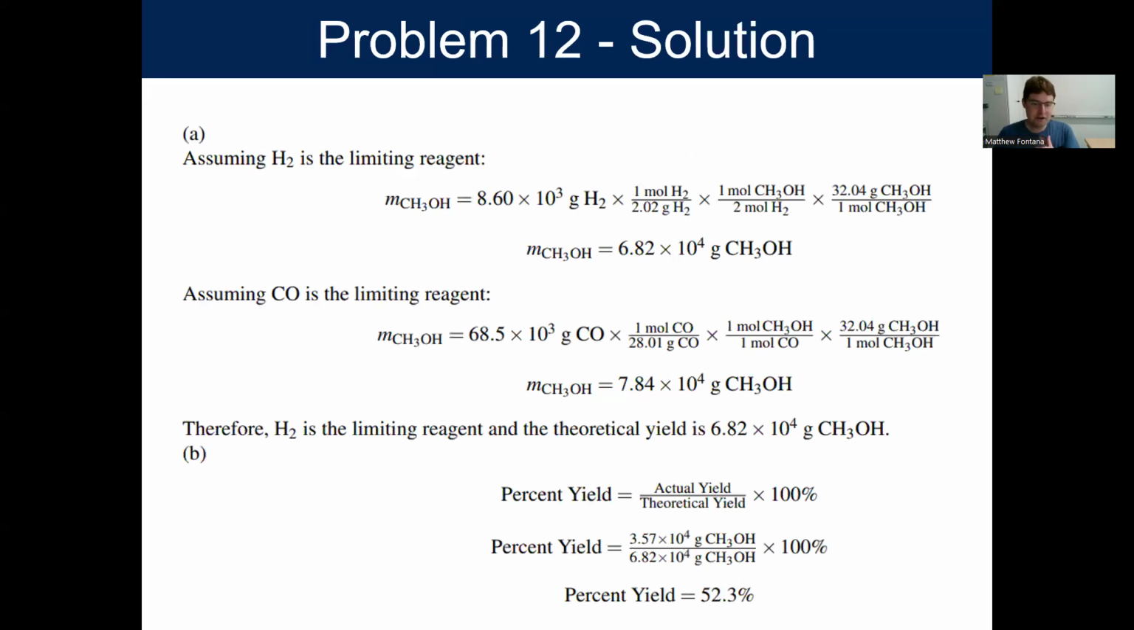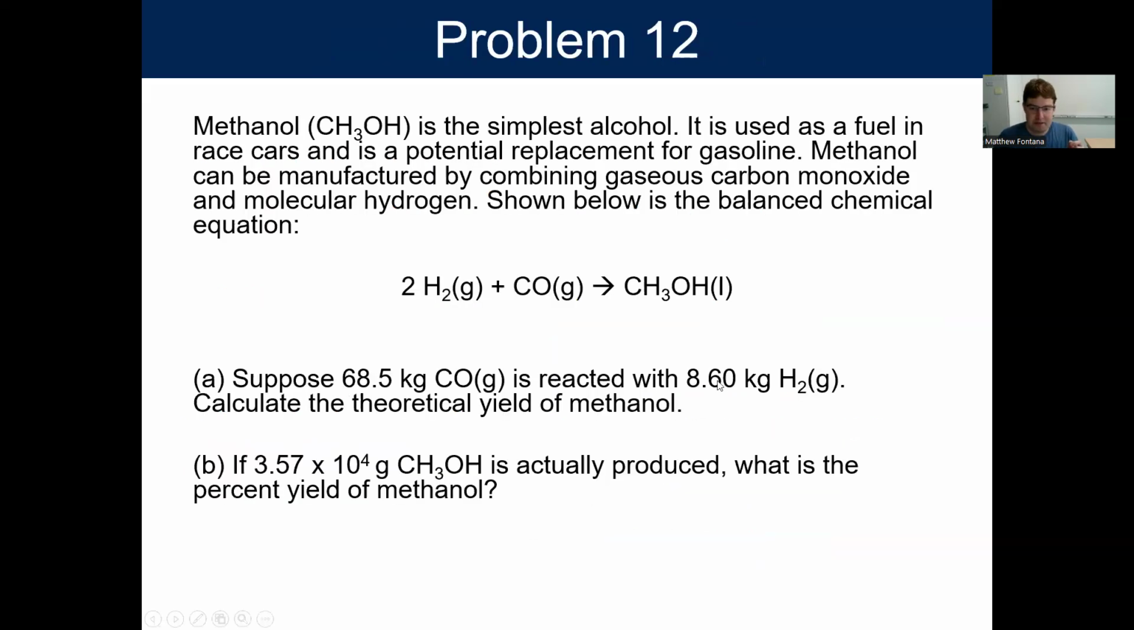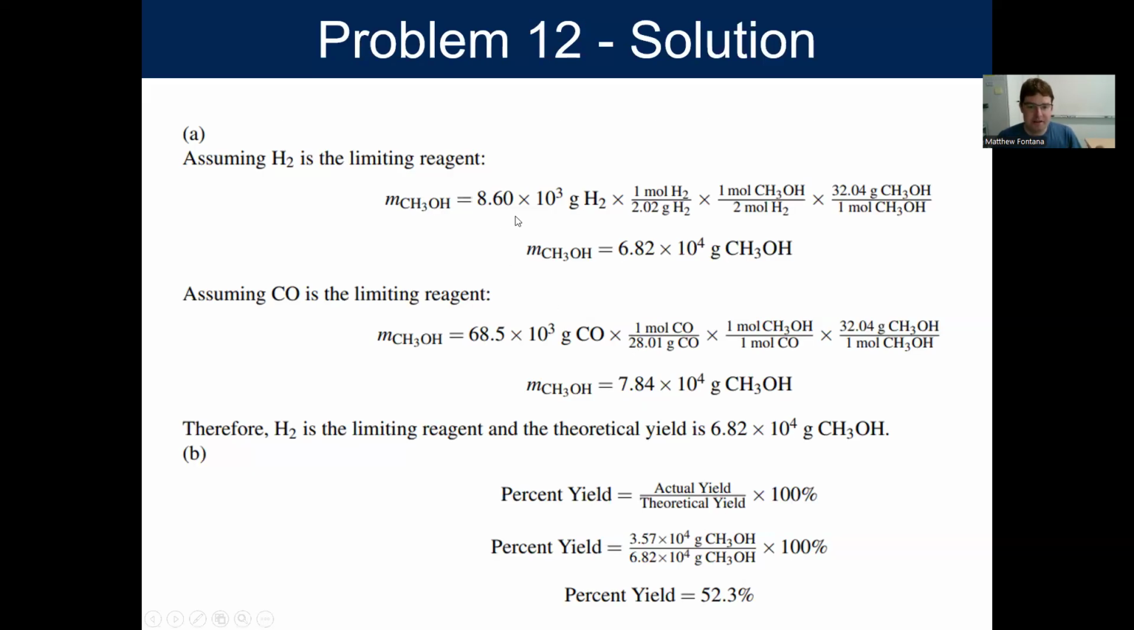So going into the question here, we're going to start first by assuming H2 is the limiting reagent. And so here we're solving for the mass of methanol, assuming that H2 is the limiting reagent. On the question, we are given 8.60 kilograms of H2, okay? And so here's the 8.60 kilograms of H2 that we are given. What I can do here is write it directly into grams because 10 to the positive 3 is kilo. So I have 8.60 kilograms of H2.